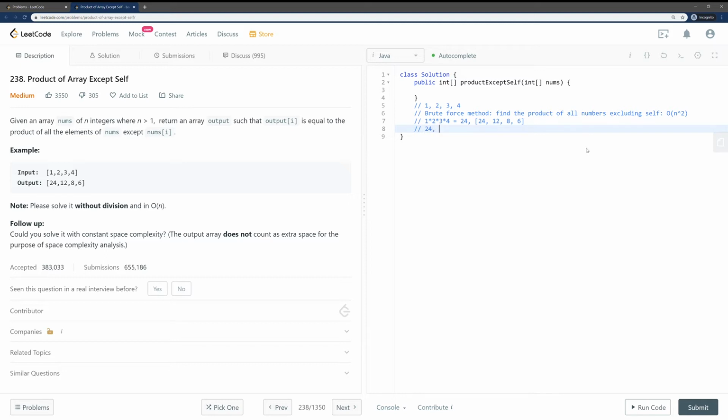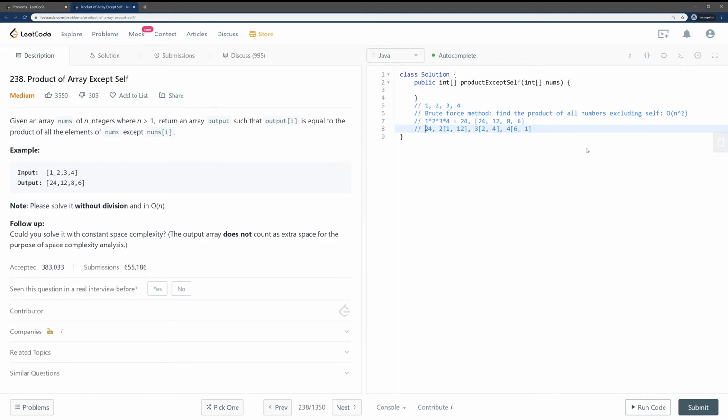For the second location, if we know the multiplication of the numbers which are on the left side of this number, for example 1, and also the right side of this number, that is 3 and 4, that is 12, then we can get the value. For the third location, that would be 2 and 4. And for the fourth location, that would be 6, and on the right there is nothing, so we'll put 1.